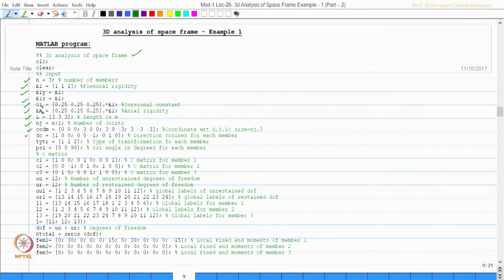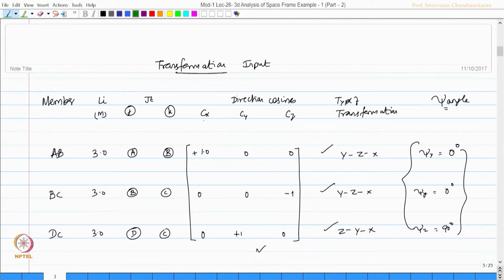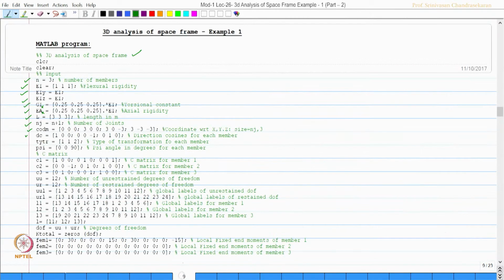Then direction cosines we just now worked out, we already have it here, see here 1 0 0, 0 0 1, 0 0 minus 1, 0 1 0. Let us look at here 1 0 0, 0 0 minus 1 and 0 1 0. So, no issue.